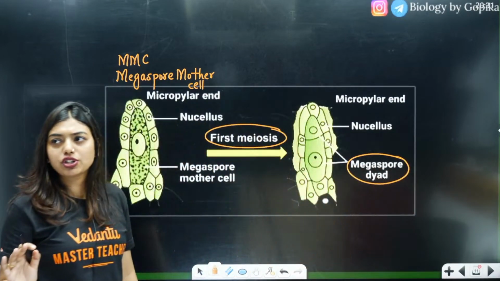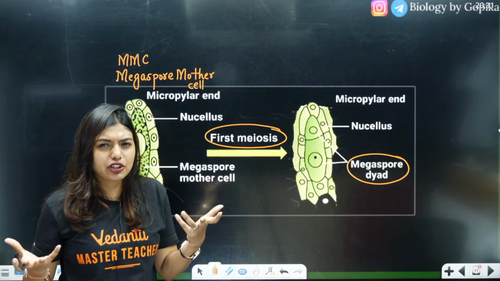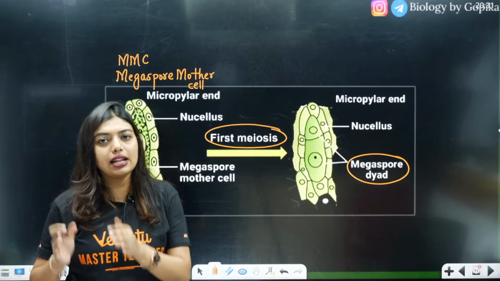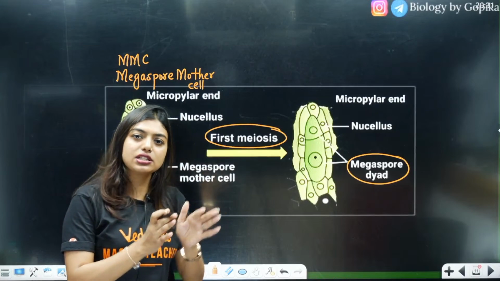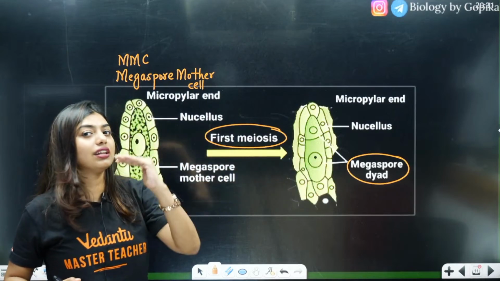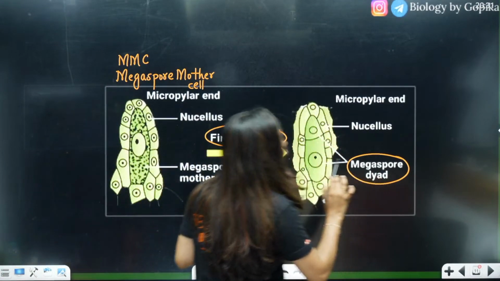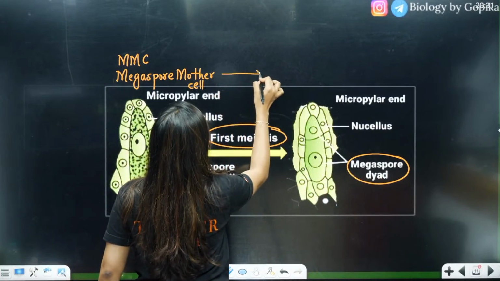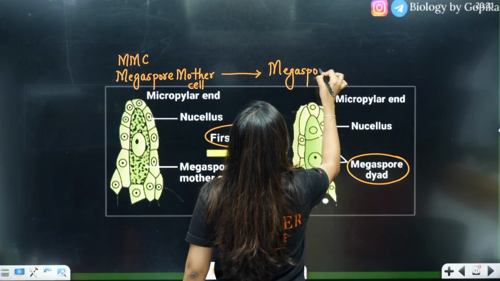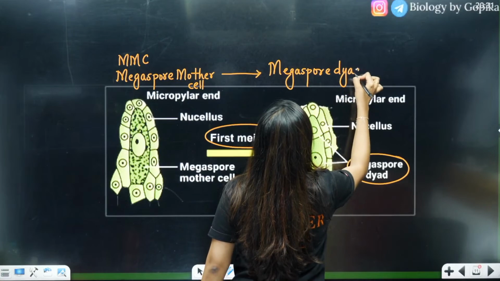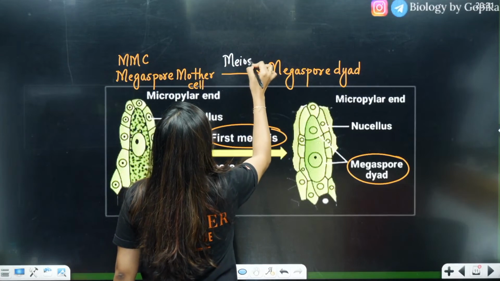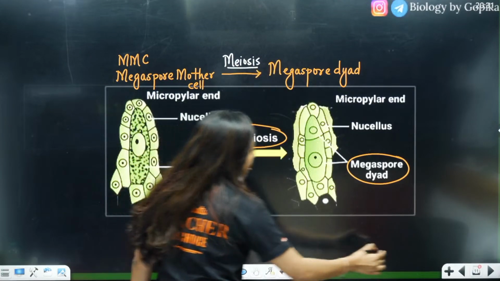Same thing like microsporogenesis only, no? Did you find something different? No, ma'am, same thing. There it was the microspore mother cell, here it is the megaspore mother cell. Here the megaspore mother cell underwent first meiosis division, there also the same thing happened. There also a dyad was formed, here also a dyad was formed. From here, there is going to be a difference. So far good, no? So, the megaspore mother cell underwent meiosis. Okay, a megaspore dyad was formed and here the first meiosis happened. Clear?